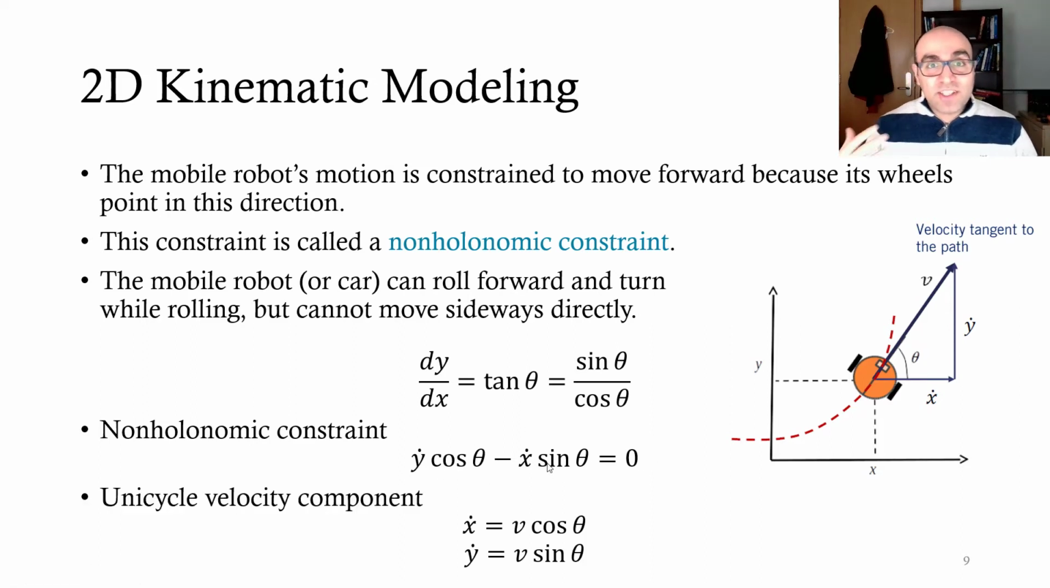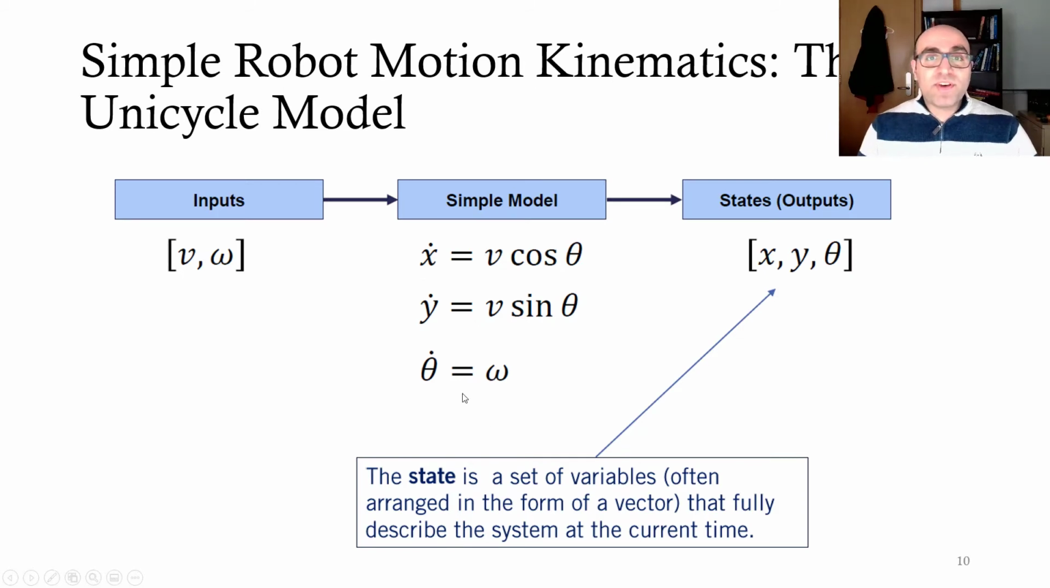If you look at the velocity component of the unicycle model we found in the previous video, you can see it was like this, and you can see it meets the non-holonomic constraint. You can double check that. So this is what we found previously. The inputs to the mobile robot were v and omega. This was the unicycle model, a simple kinematic model which described the motion of the mobile robot. And the states in this model are x, y, theta.